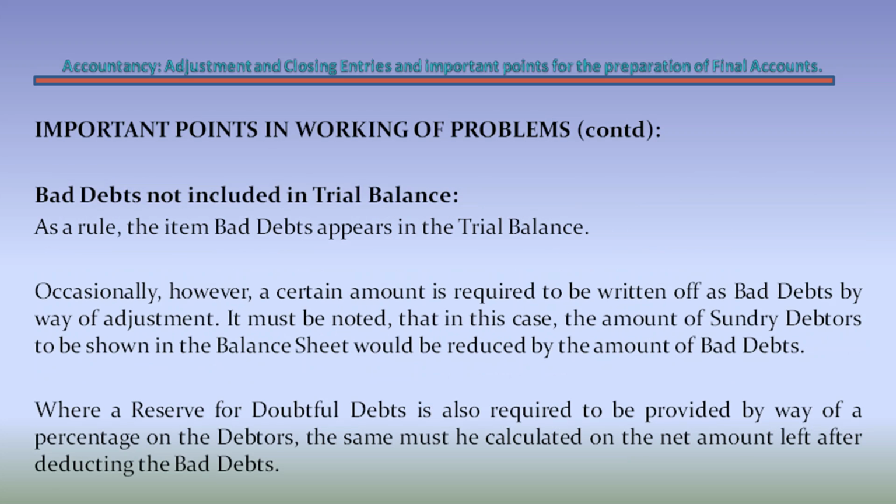Bad debts not included in the trial balance. As a rule, the item bad debts appears in the trial balance. Occasionally, however, a certain amount is required to be written off as bad debts by way of adjustment. It must be noted that in this case, the amount of sundry debtors to be shown in the balance sheet would be reduced by the amount of bad debts. Where a reserve for doubtful debts is also required to be provided by way of a percentage on the debtors, the same must be calculated on the net amount left after deducting the bad debts.